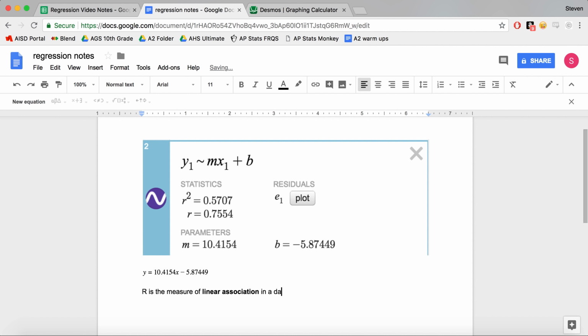In a data set, r will always be a number between -1 and +1, and it measures the strength and direction of a linear relationship. It's called the correlation coefficient.